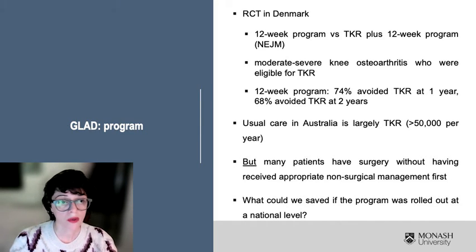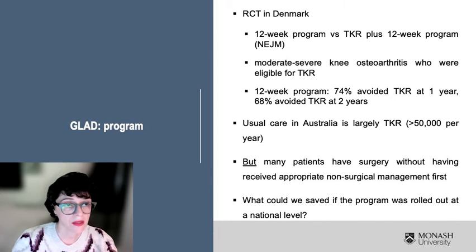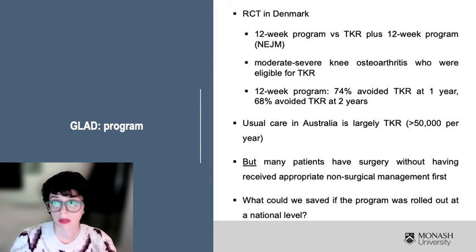People who were eligible in this randomized clinical trial were those with moderate to severe knee osteoarthritis. The 12-week program was followed up for 2 years. The results at 1 year were that 74% of people avoided total knee replacement if they had non-surgical management, and by year 2, almost 68% of them avoided total knee replacement.